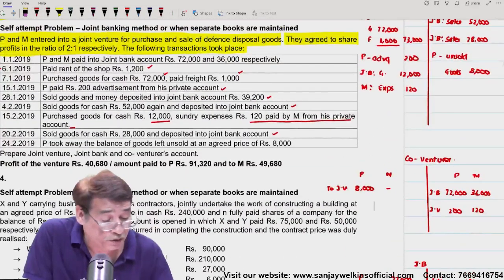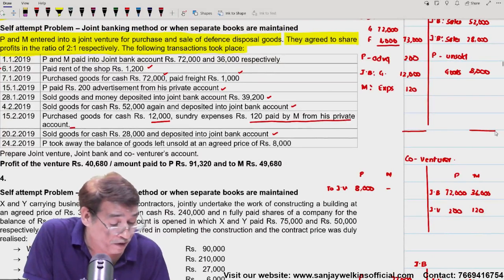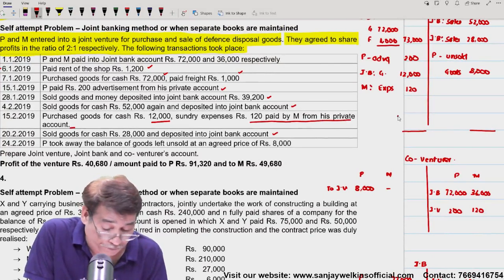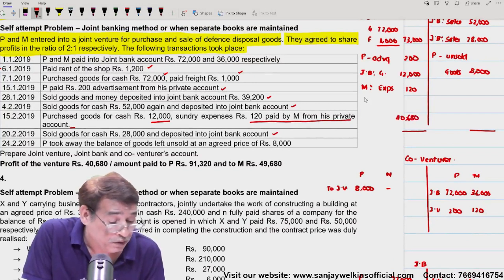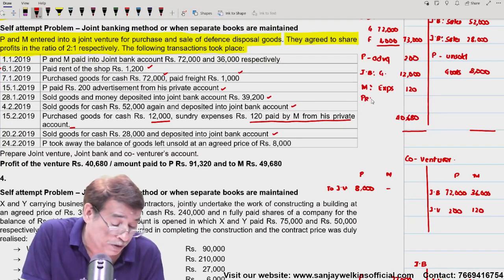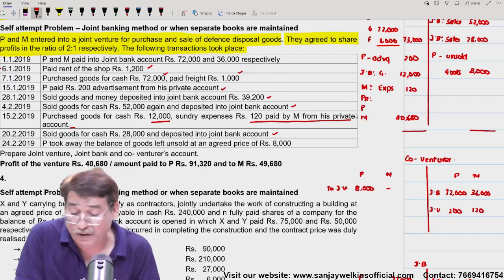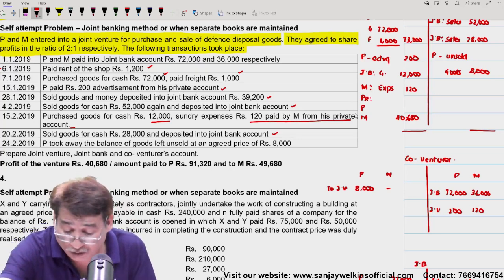Now, all you have to do is just balance it and find out your profit. Your profit must be equal to 40,680. This profit must be transferred to P and M in the ratio of 2:1, as it was given in the question.